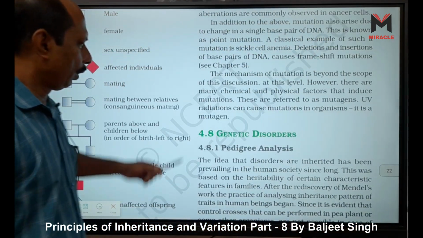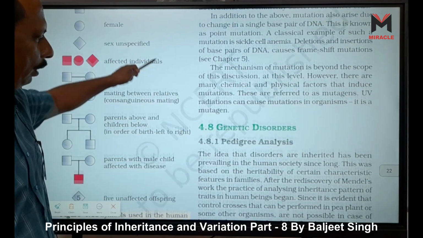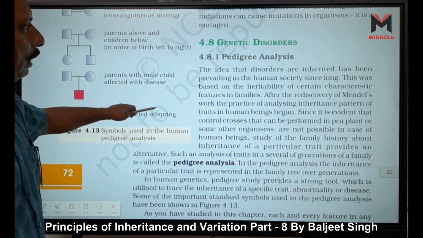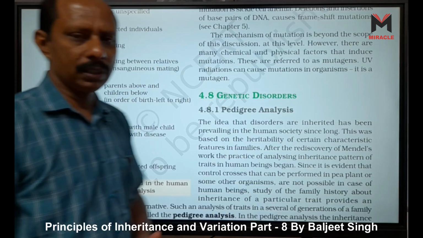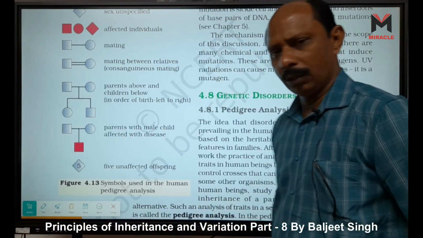So today we finish the mutation, right? And in the next lecture we will discuss genetic disorders. We will finish this chapter, and some symbols are also given here. We will discuss it. If you have any doubts, you can ask. Okay. Thanks.